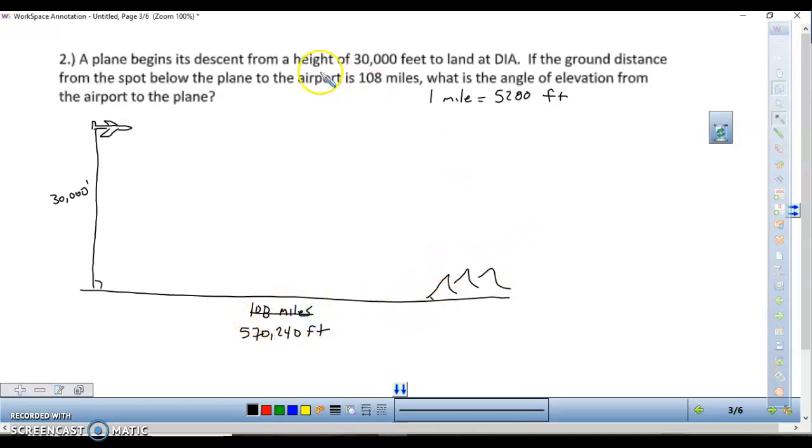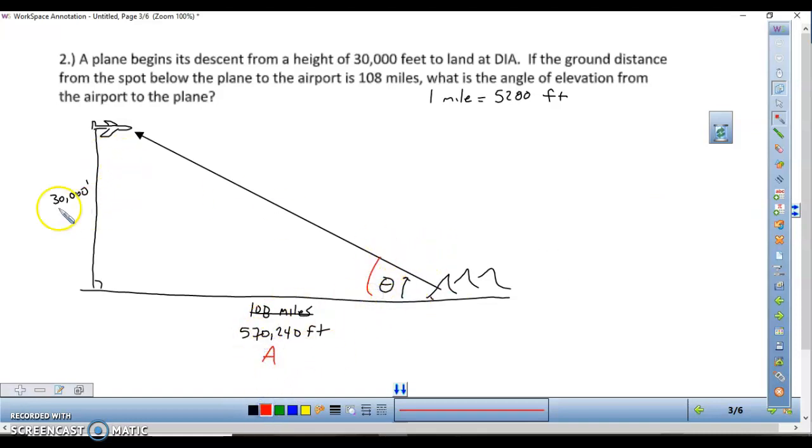All right. So, what is the angle of elevation from the airport to the plane? Chilling out here at the airport, the angle of elevation is how far you would look up. So I'm going to solve for this guy, theta. Now relative to that theta, here's my angle. This is adjacent. This is opposite. I don't care about the hypotenuse.